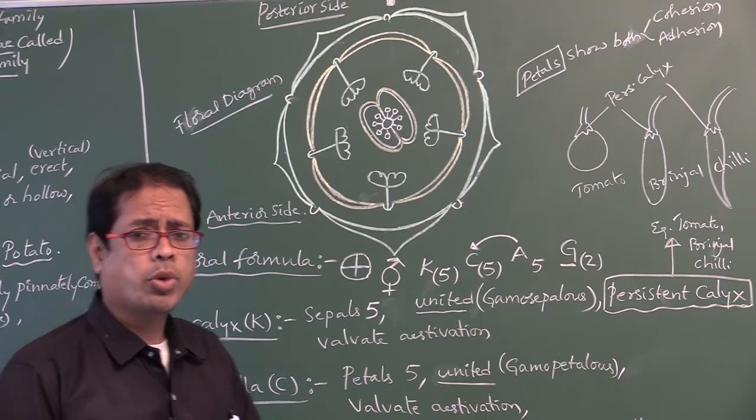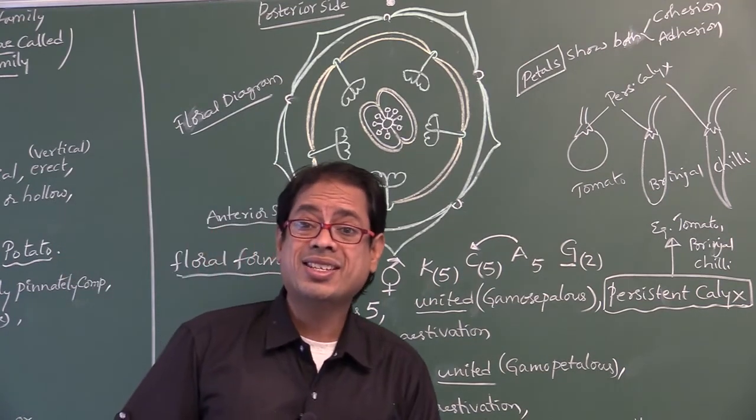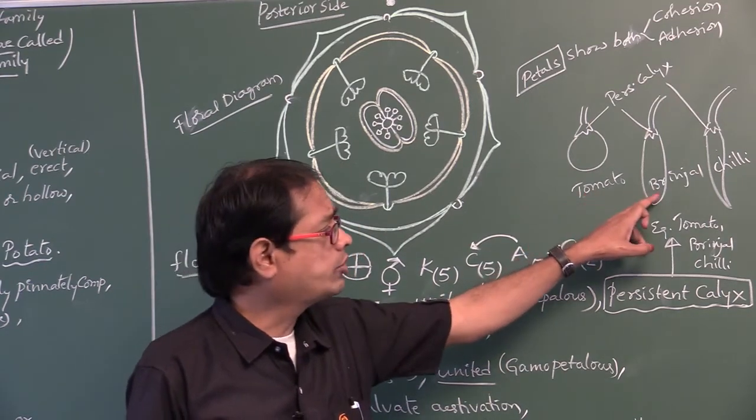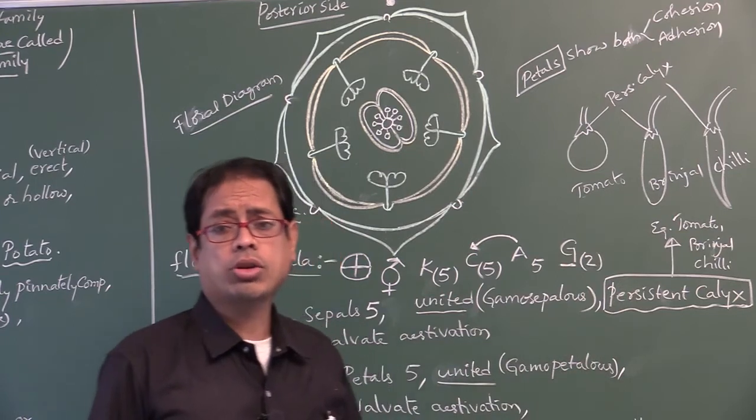Okay. What is the important character of calyx? Persistent calyx. Persistent calyx is found in tomato, brinjal, chilli, which belong to the Solanaceae family.